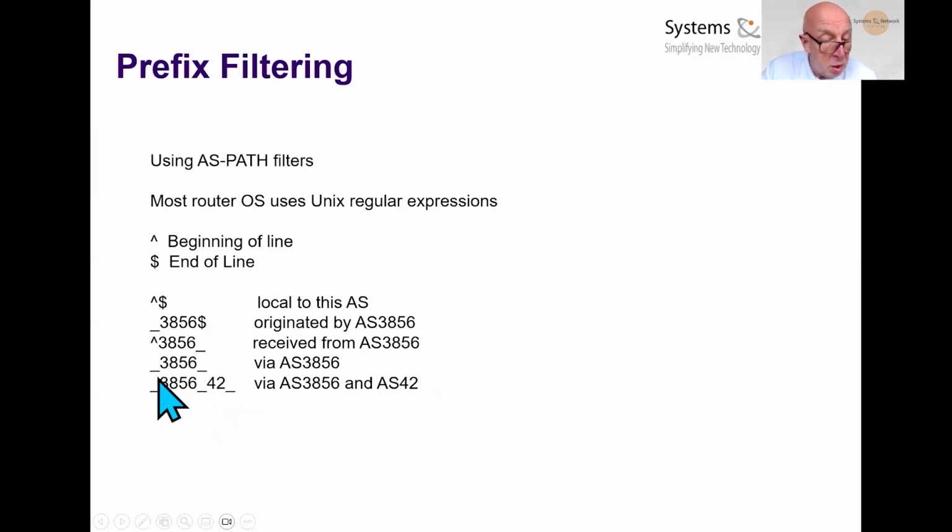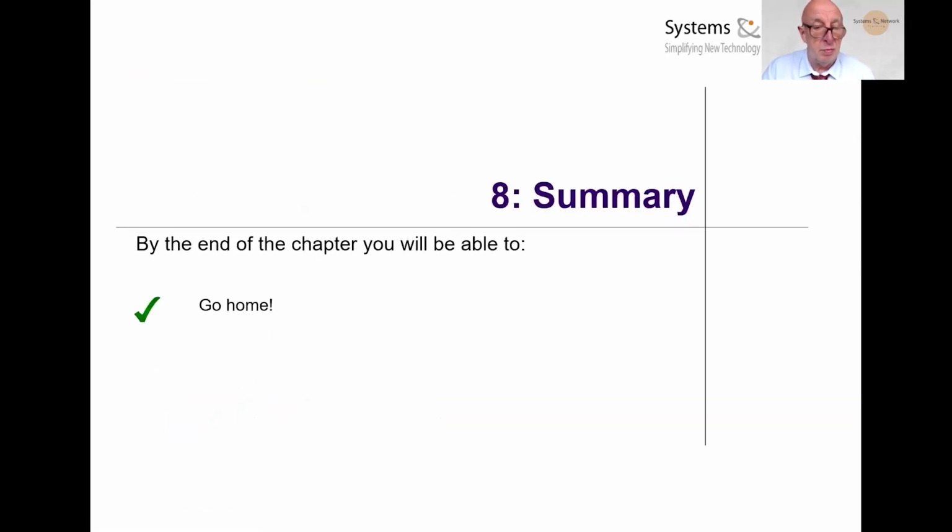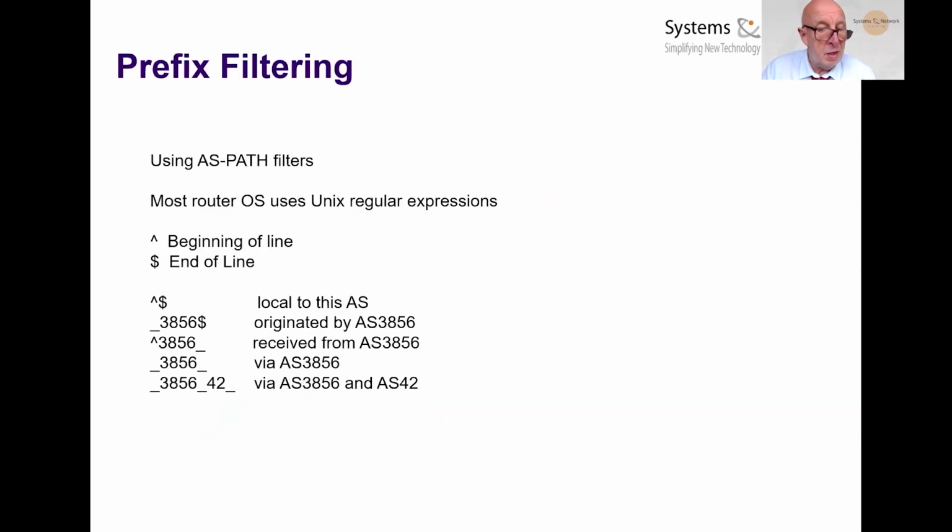Absolutely. This is a bit risky, really, because here we're saying it's gone via 3856 and AS42. Well, it has if they're in that particular pattern, but otherwise you'd have to find a better way of doing that. I'm not a big fan of that one, but you never know. So there you go. That's the summary. So that's very important stuff, this prefix filtering, the AS path filtering, and of course the aggregation.